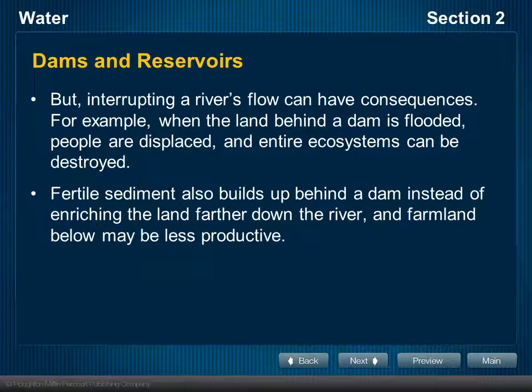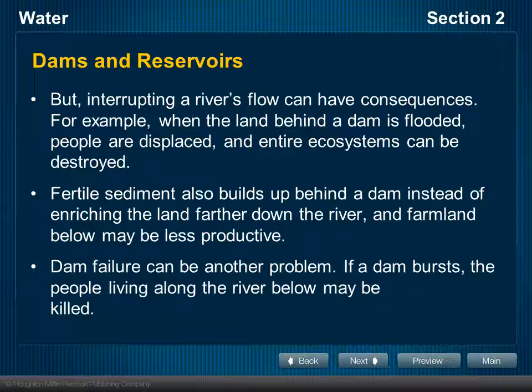The other thing that happens is fertile sediment builds up behind the dam. Normally, you would have farmland on either side of the river, and as sediment comes down the river, it gets deposited and enriches the soil. All of that enriched sediment is now blocked behind the dam, and farmland below the dam, or downstream, becomes less productive. Not to mention, they also have less water available for irrigation.